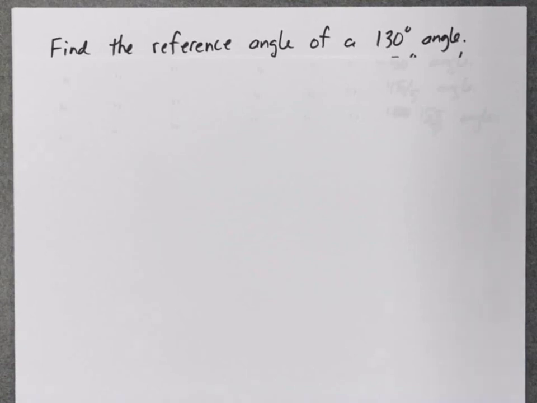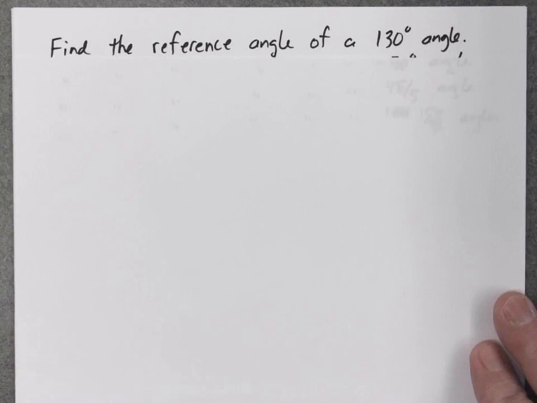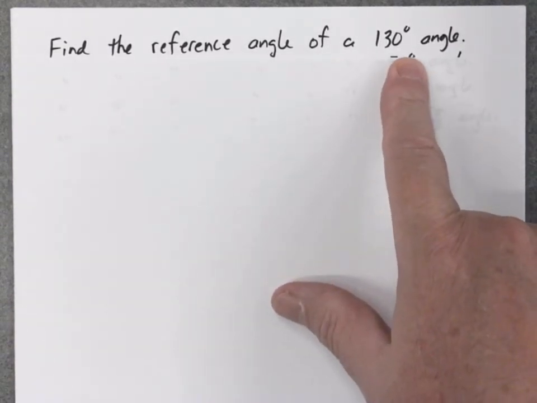Let's go ahead and look at some of these problems. We're asked to find reference angles. So in your homework, you'll have a question that looks something like this. Find the reference angle of a 130-degree angle.